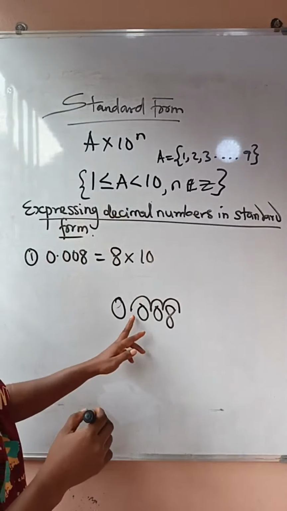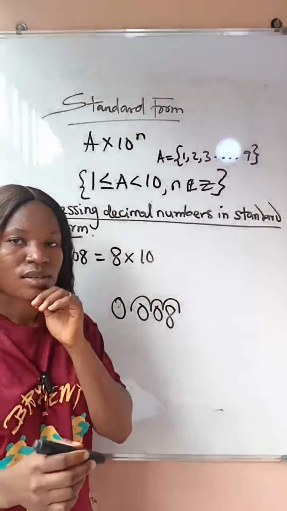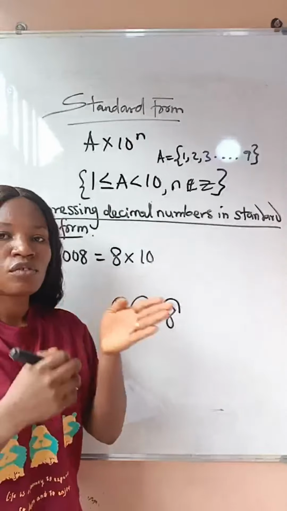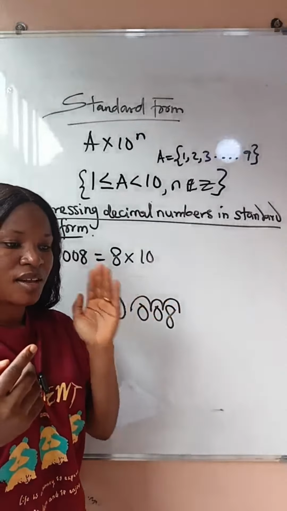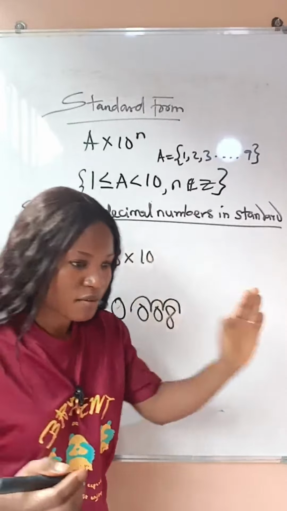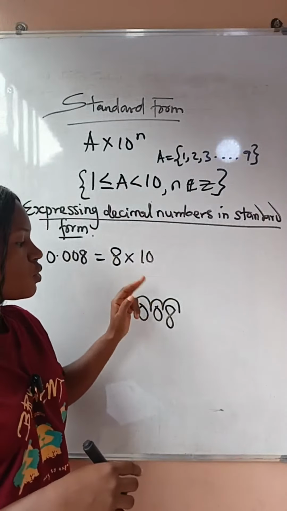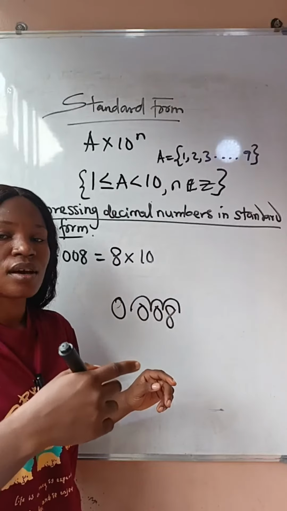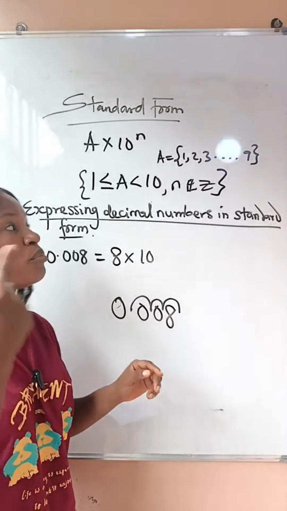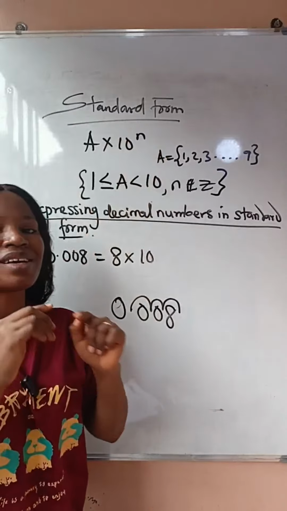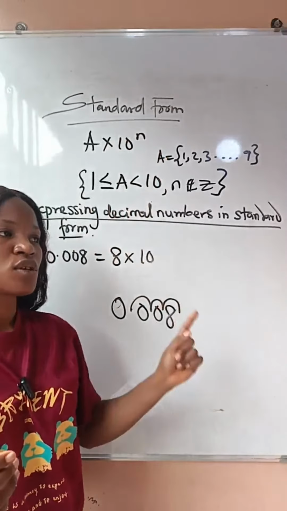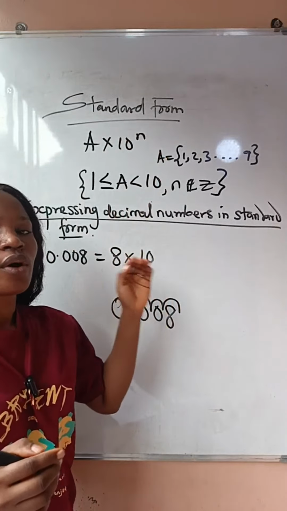Now, remember what I told you when we started. I said that if you shift your decimal point to the right, this n will be negative. But when you shift your decimal point to the left, your n will be positive.